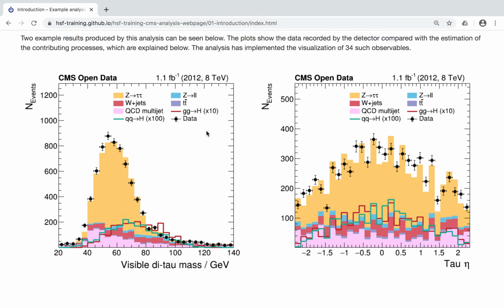And what's overlaid are the GGH and QQH processes. These are not actually added up the same way that all these other backgrounds are added up. These are simply overlaid to show you the shape of the signal curve. And these are actually scaled up quite a bit, by 10 or 100 times, because there's not a lot of data. So you would have to significantly scale up these two histograms in order to see them.